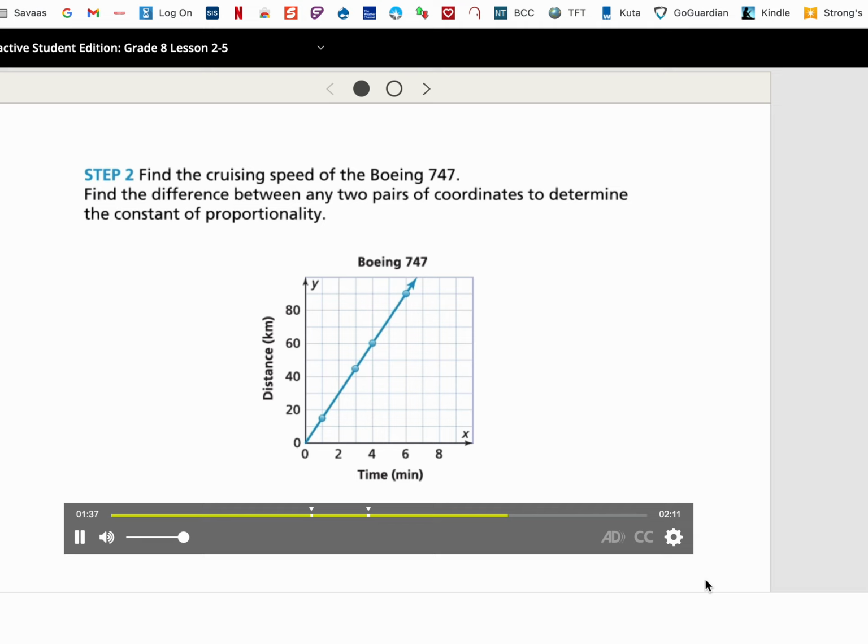There are many points on the line, but not all of them have coordinates that are easy to read from the graph. Mira could choose these 2 points, for example. The graph has a run of 2 and a rise of 30. The ratio of rise to run is 30 to 2, or 15. So, the Boeing has a cruising speed of 15 kilometers per minute.